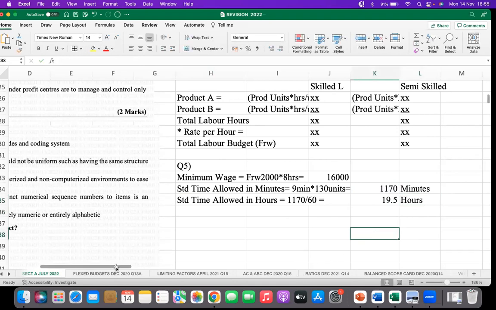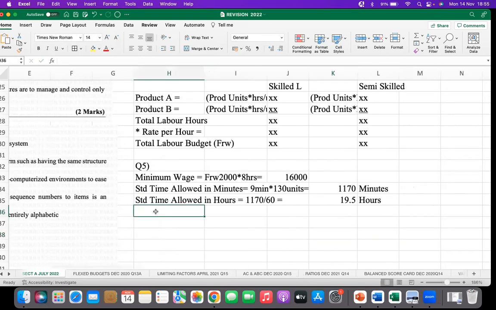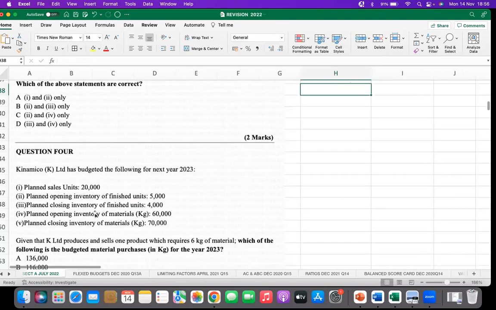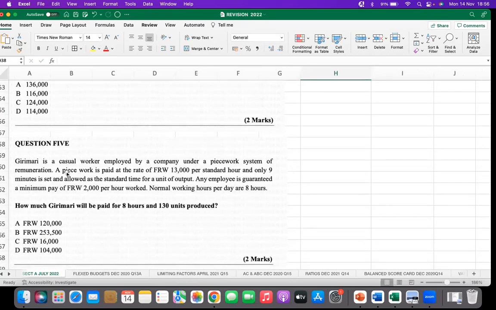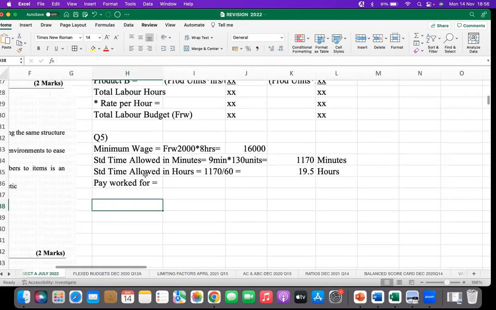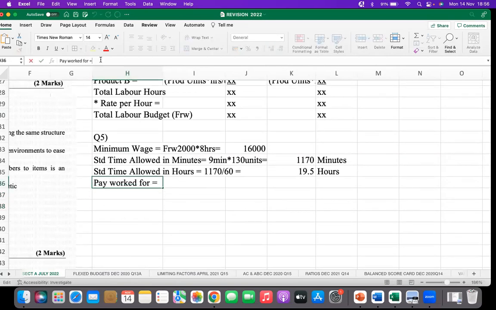So what is the pay worked for? What pay did these guys work for? What was the standard pay? I hope you have this question paper. A piecework is paid at a rate of 13,000 per standard hour. So pay worked for will be Rwandese francs, 13,000 per hour times the number of hours, 19.5.